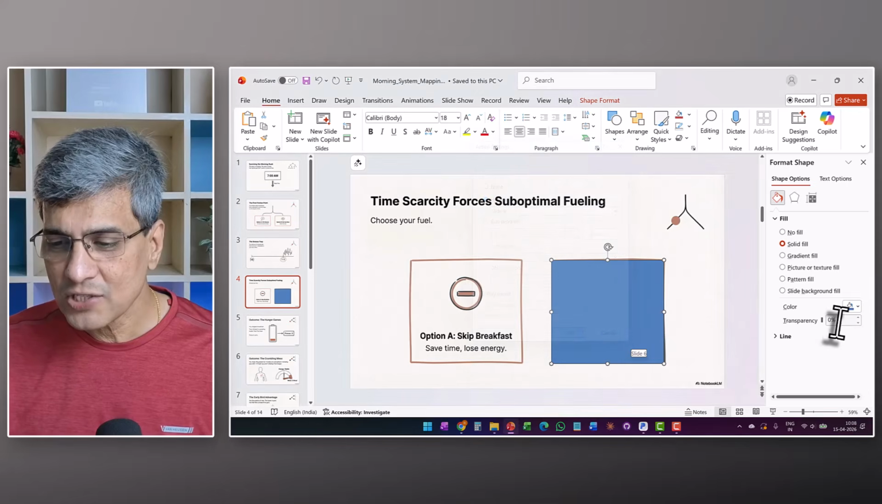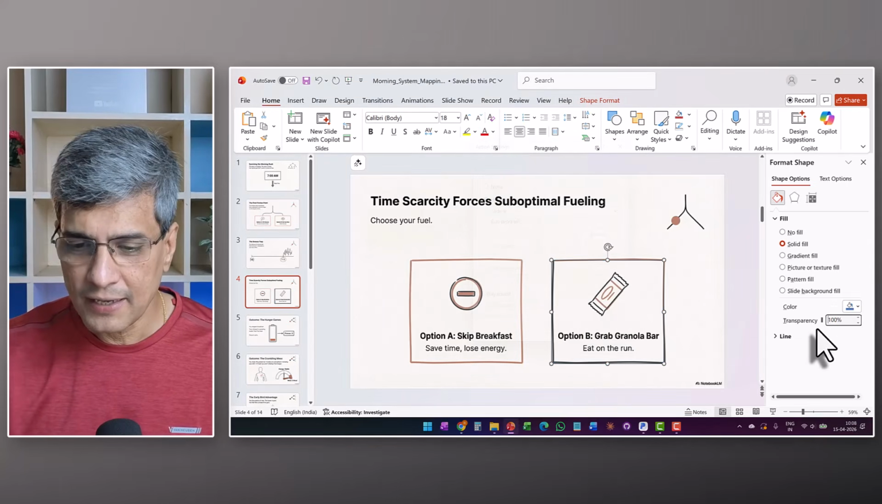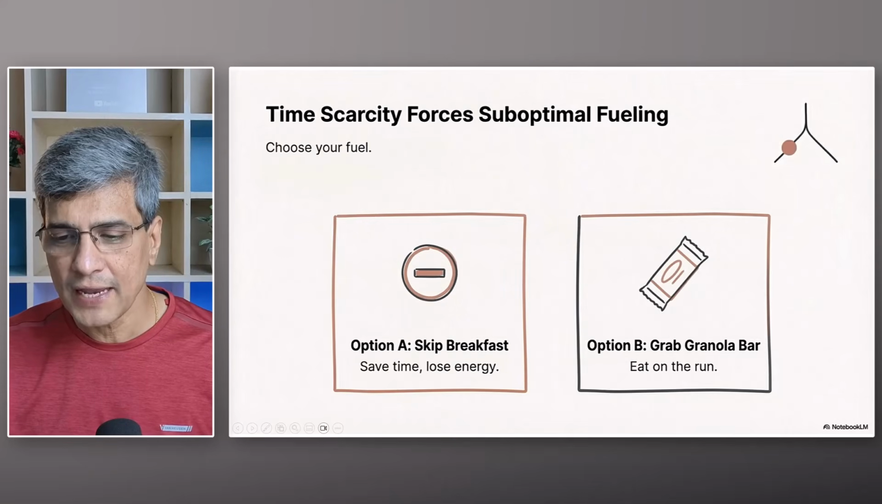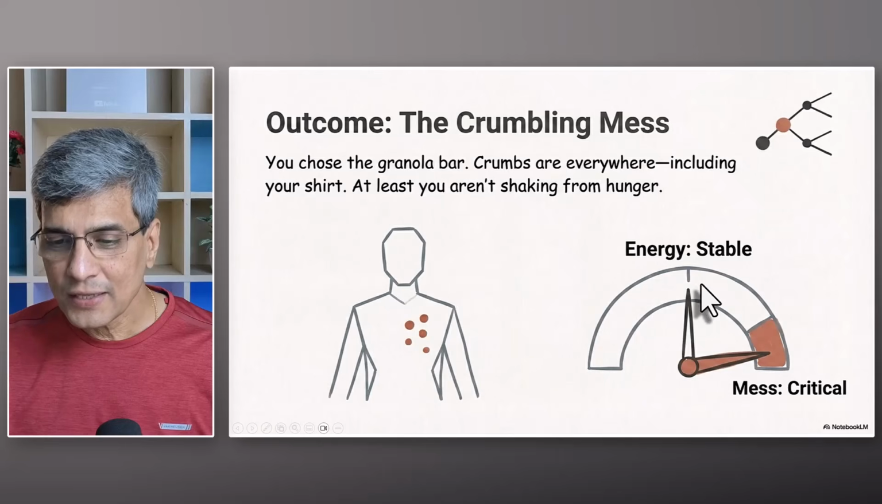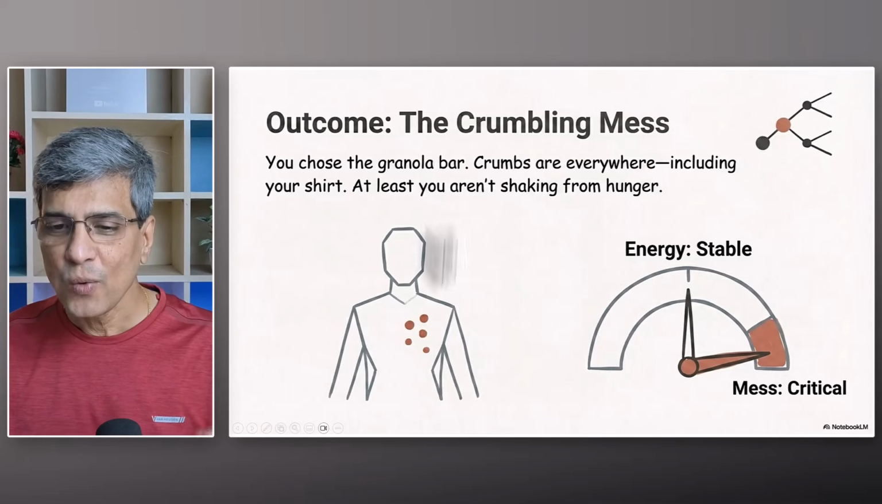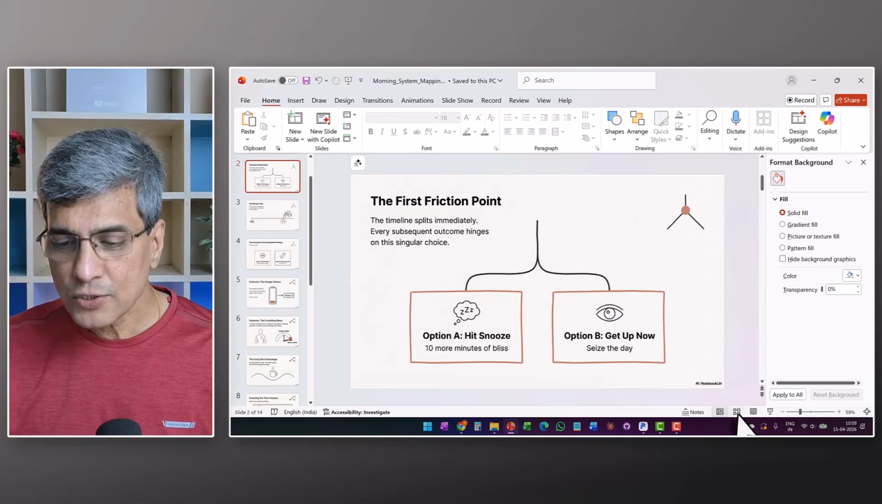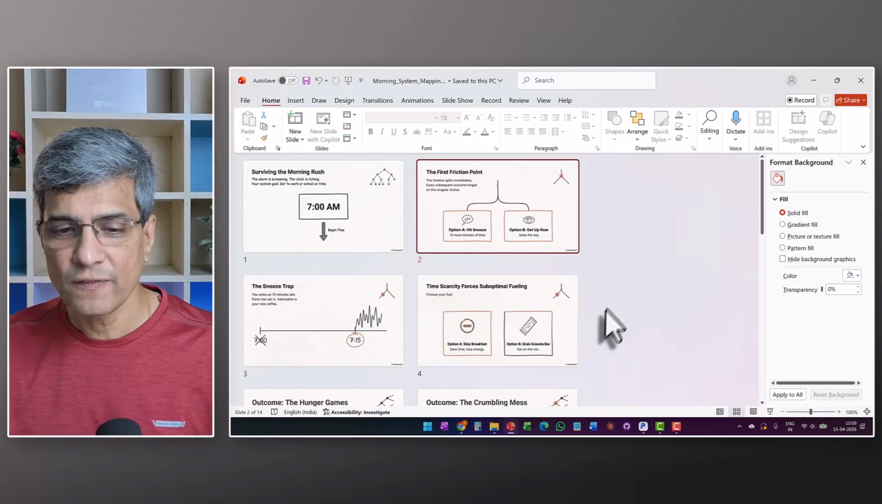Now let us make this transparent by going to 100% here and then go to shape outline and no outline. Now when I go to slideshow, when I take my cursor over, there is a link here. When I click on this, it takes me to the relevant slide, which gives me the consequences for choosing that specific option. Now let us go to slide sorter so you can clearly see what we have done so far.